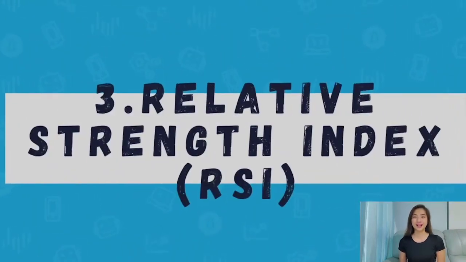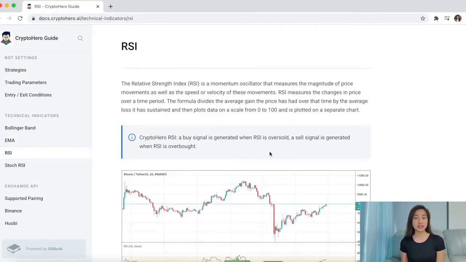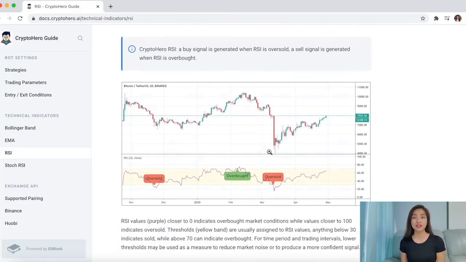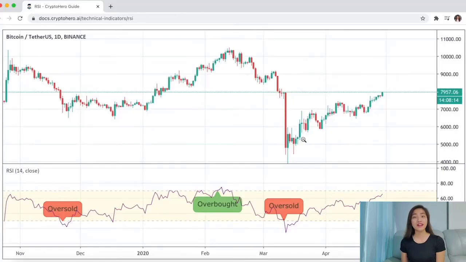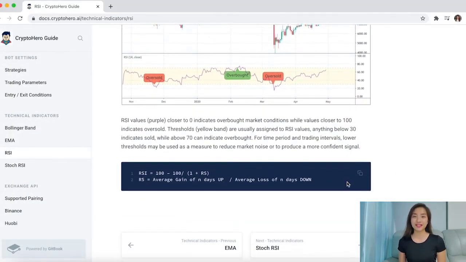Relative Strength Indicators, RSI. This is my favorite indicator. RSI is a momentum oscillator that detects the magnitude of the price movements as well as the speed or velocity where the price changes. So check the RSI if you want to find out how frequently and by how much the price changes. RSI values closer to 0 in purple indicates an oversold market condition, while values closer to 100 indicates overbought. With CryptoHero RSI, a buy signal is generated when the RSI is oversold and a sell signal is generated when the RSI is overbought.